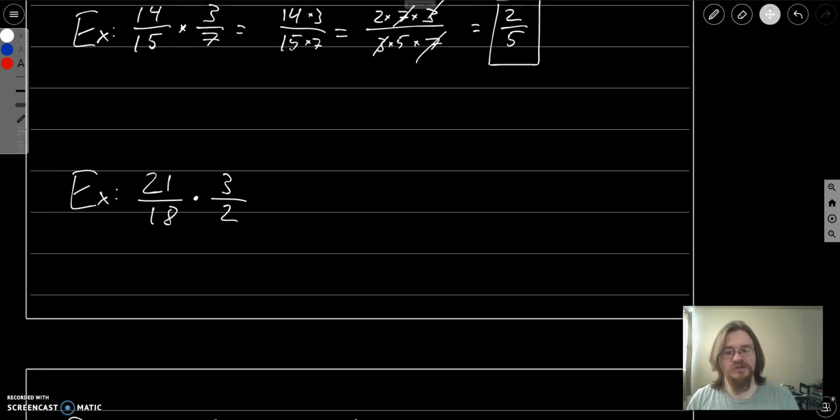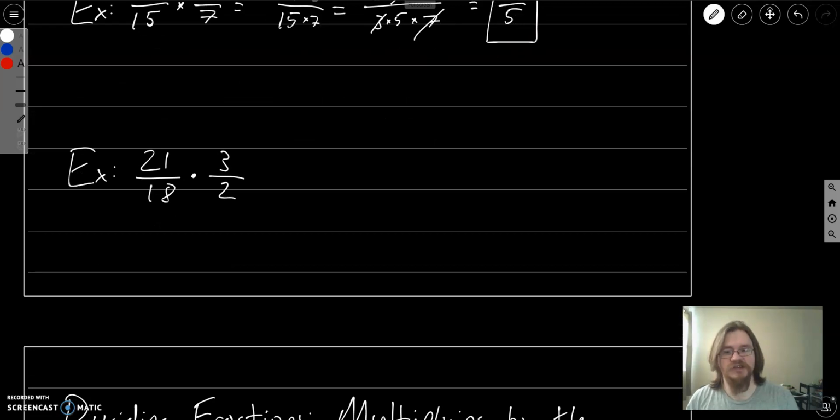And let's do one more multiplication down here. We've got 21 eighteenths times 3 halves. Again, I'll take 21 times 3 and 18 times 2. This dot here just means multiplication. There's different ways to write multiplication. Sometimes you'll see dots, sometimes you'll see the little X there. So we've got 21 times 3 on top, 18 times 2 on the bottom.